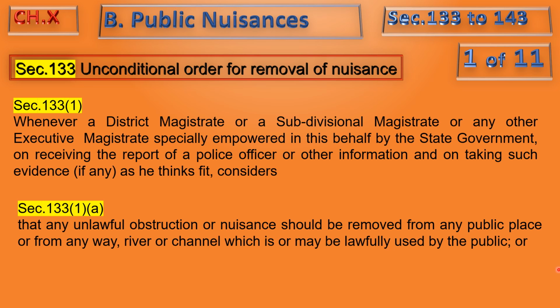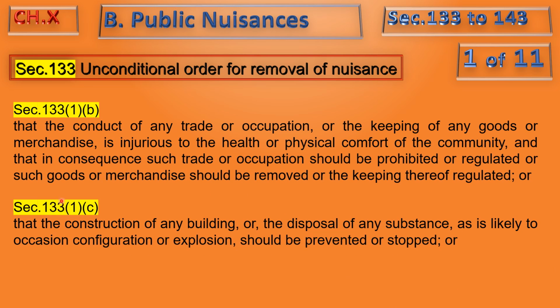Clause B of Section 133 says that the conduct of any trade or occupation or keeping of any goods or merchandise is injurious to the health or physical comfort of the community, and that in consequence such trade or occupation should be prohibited or regulated, or such goods or merchandise should be removed, or the keeping thereof regulated. The first thing to learn, the section deals with cases of public nuisances and not private nuisances. The second thing that we learn from this section is a proceeding under section 133 should be taken in case of emergency, where the public shall be put to great inconvenience and shall suffer an irreparable injury if the encroachment or nuisance is not removed at once by adopting the summary procedure contained in this chapter under the topic nuisance.